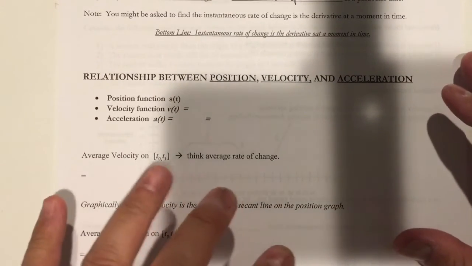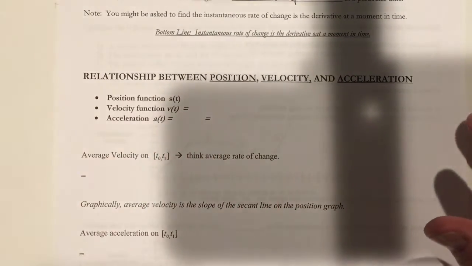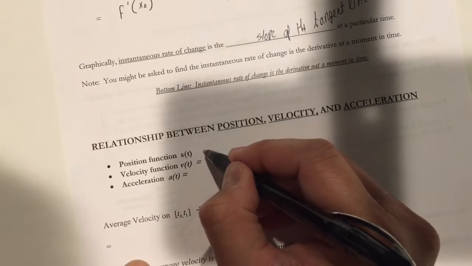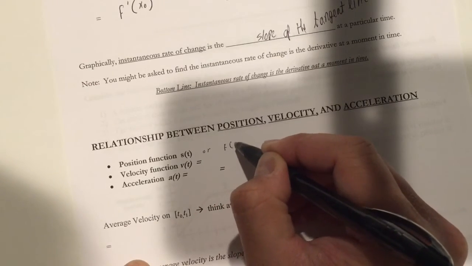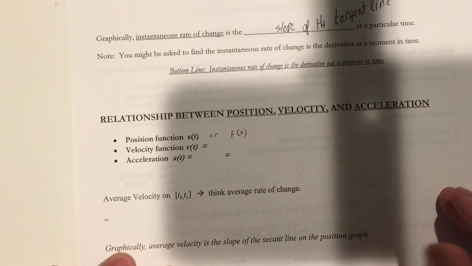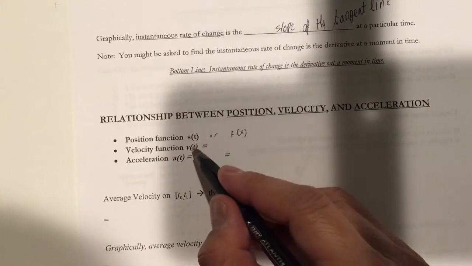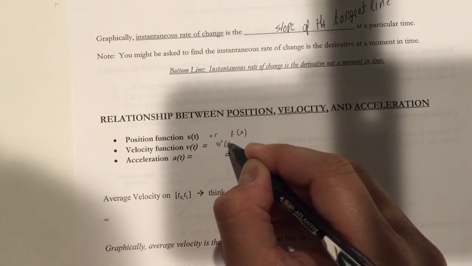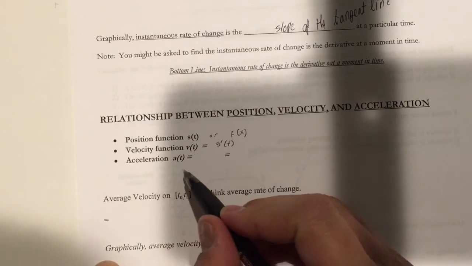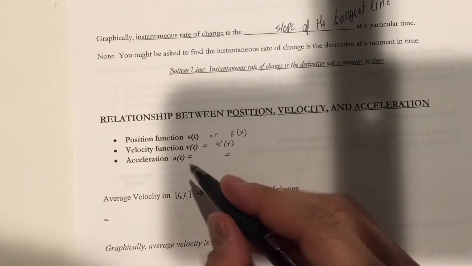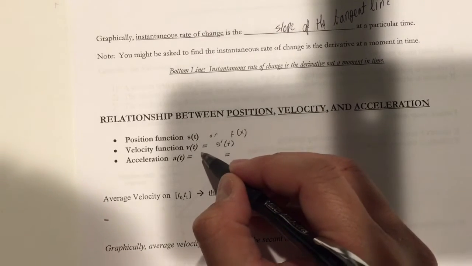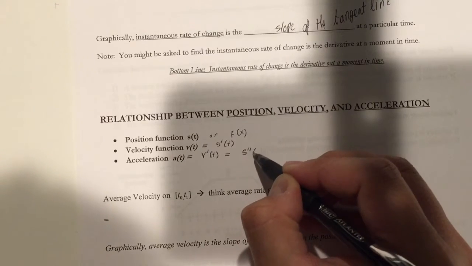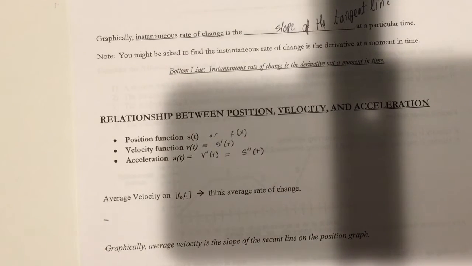So now we look at the relationship between position, velocity, and acceleration. Position could be represented as s of t, or sometimes you might see them write it as f of x. That could also be used to represent position. Velocity function is called v, but to find velocity, you just take the derivative of the position function. Acceleration is represented by the letter a. To find acceleration, you take the derivative of the velocity function, or we can think of it as the second derivative of the position function.